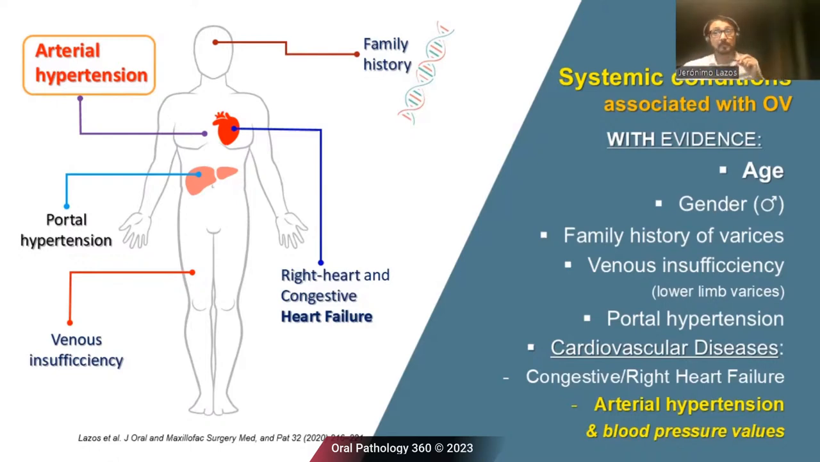Another key disorder that is mentioned in relation to oral varicosities is what is called portal hypertension. That is the hypertension of the venous portal system, the system that is flowing through the liver. Portal hypertension usually develops secondary to liver cirrhosis, usually in alcoholics, in patients with severe hepatitis as a consequence of a severe form of hepatitis.